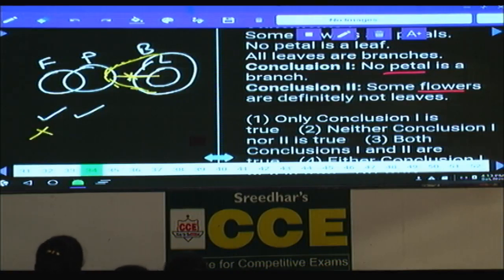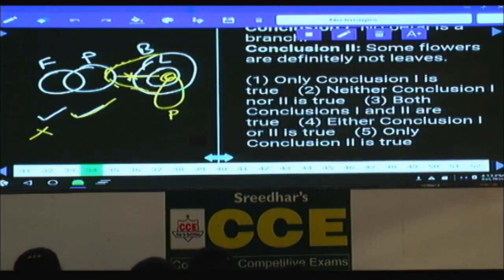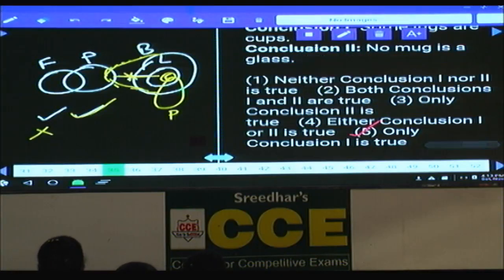Then coming to the next one, some flowers are not leaves. Now we need to prove all the flowers are leaves. If all the flowers are leaves, flowers must be like this. If I write flowers like this, along with this, some of the flowers are petals. Now the petal will also come like this. If the petal comes like this, then the statement no petal is a leaf will be false. Hence the alternate diagram cannot be drawn, and this will be true forever. Then what is your answer? Only 2 follows, and it is given in which choice? Choice 5. Question number 34, it is choice 5.